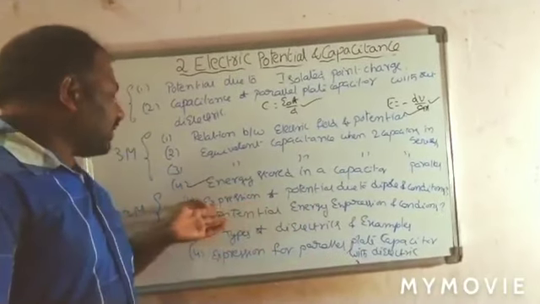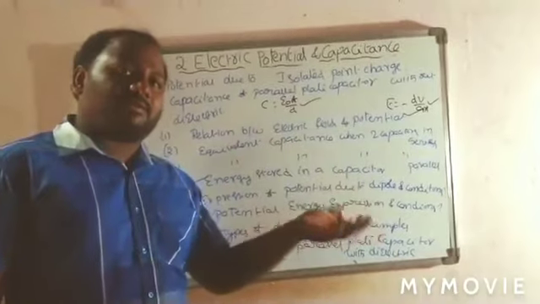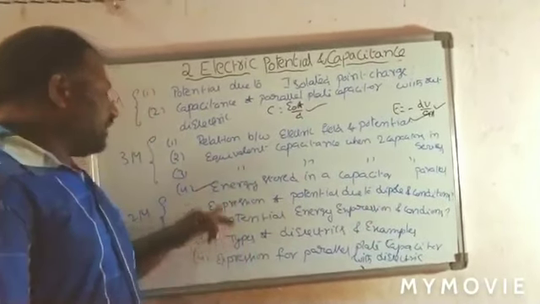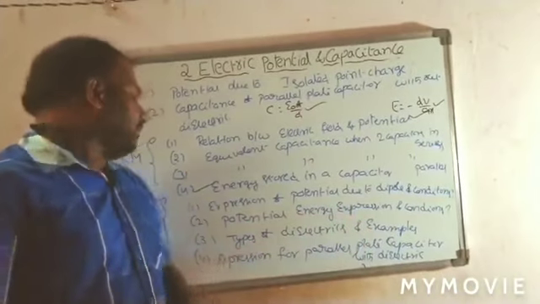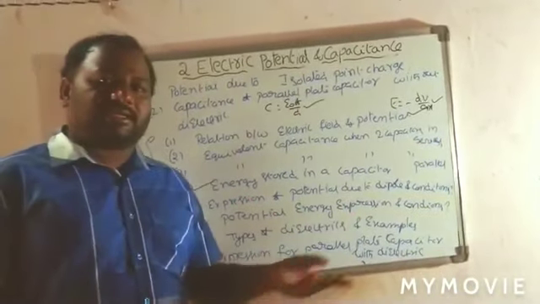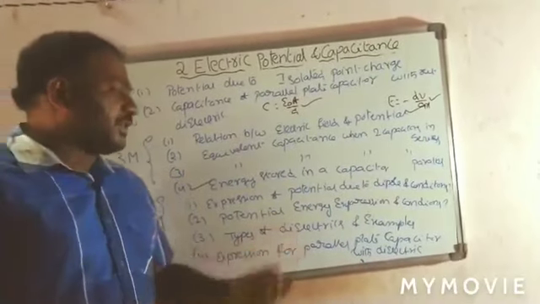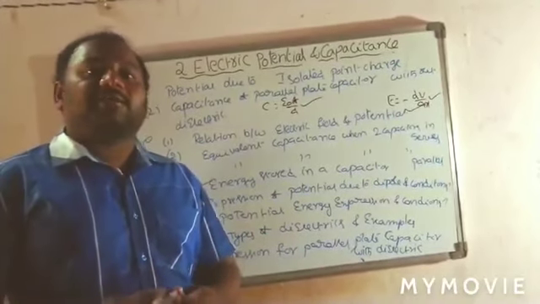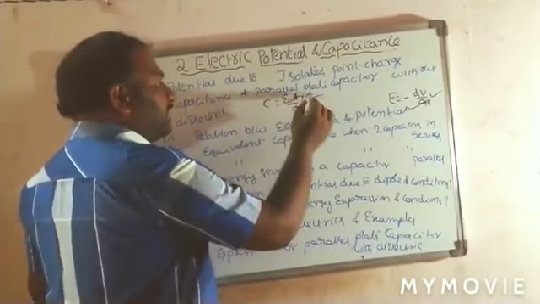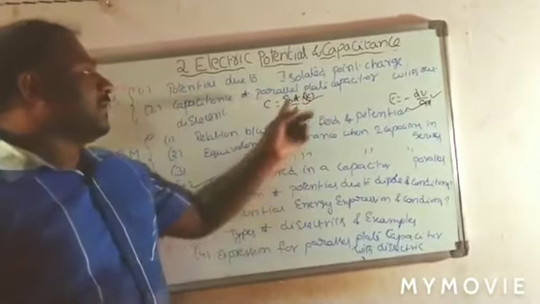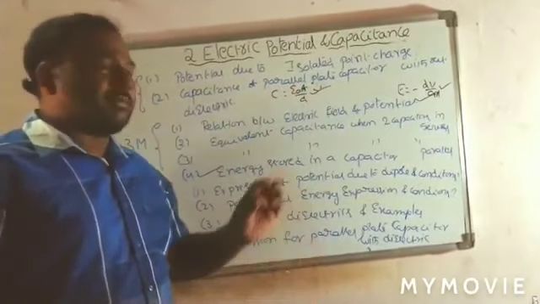Now coming to the 2 mark questions: expression for the potential due to the dipole and when it is maximum, when it is minimum. Next, potential energy expression, when it is maximum and when it is minimum. Next, types of dielectrics, that is polar and non-polar, and their examples. Next, expression for parallel plate capacitor with dielectric, where we multiply with K, so that is epsilon naught A into K by D. That expression and the terms can be explained.